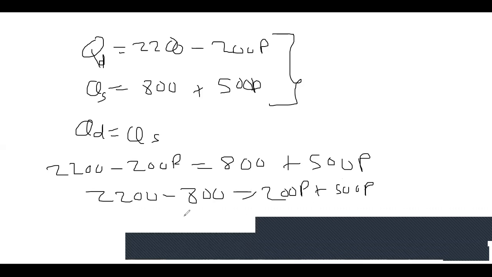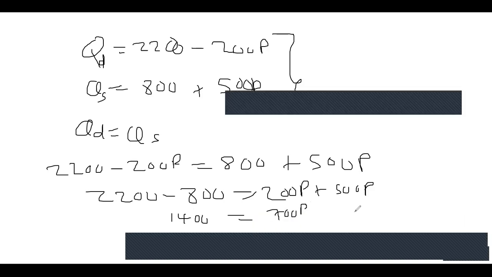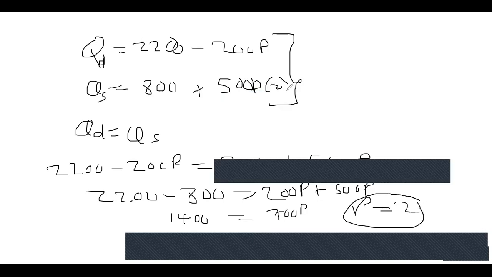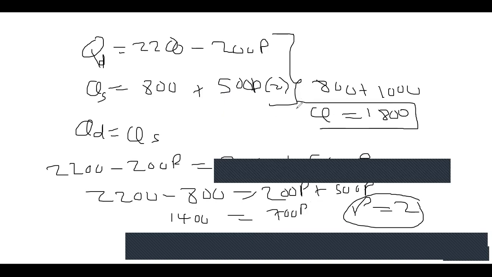Oh, okay. So the equilibrium price, when you divide 700 into 1,400, yes, is right. The P is 2. Then you substitute the 2 into any of these, especially the supply, it's easier. 800 plus 1,000. It's 1,800. So these are the values that we get at equilibrium.